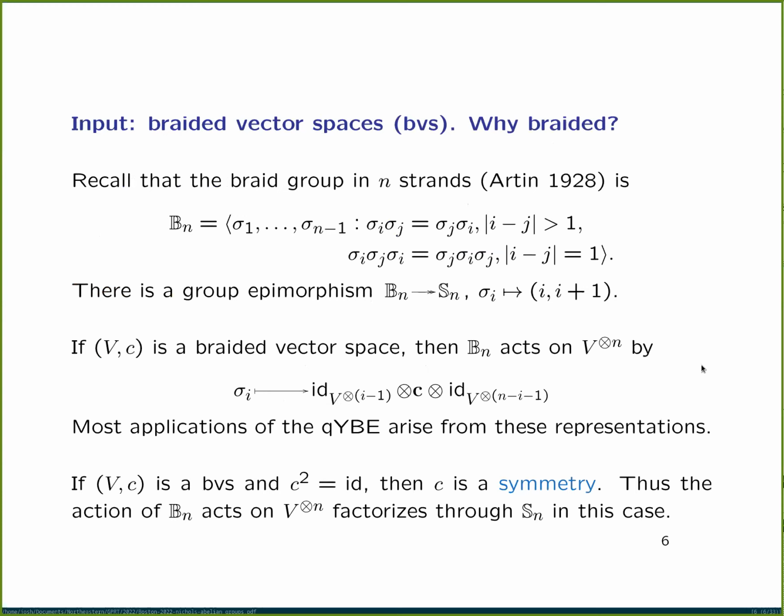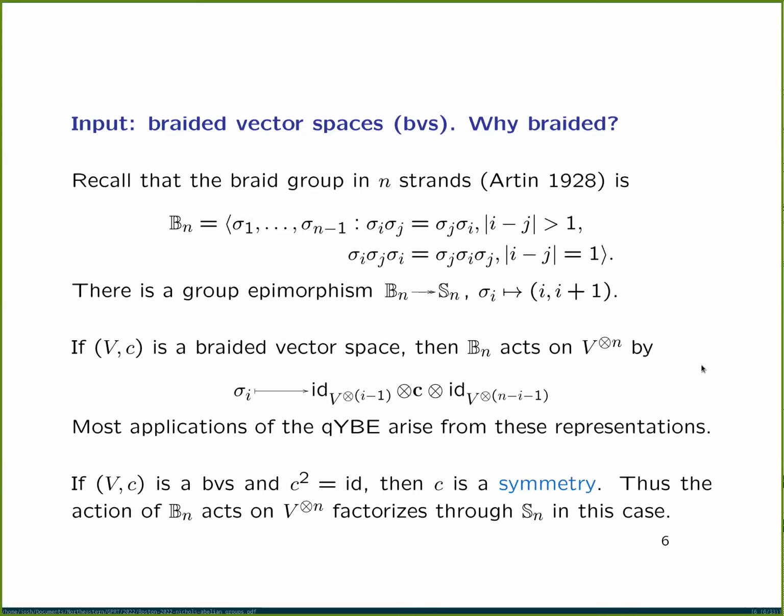Now, why are braided vector spaces called like this? The braid group in N strands is given by the following presentation by generators and relations. You have N-1 generators, sigma 1 to sigma N-1. If i and j are far from one another, then sigma i and sigma j commute. And if they are next to each other, then one has the relation sigma i sigma j sigma i equals sigma j sigma i sigma j.